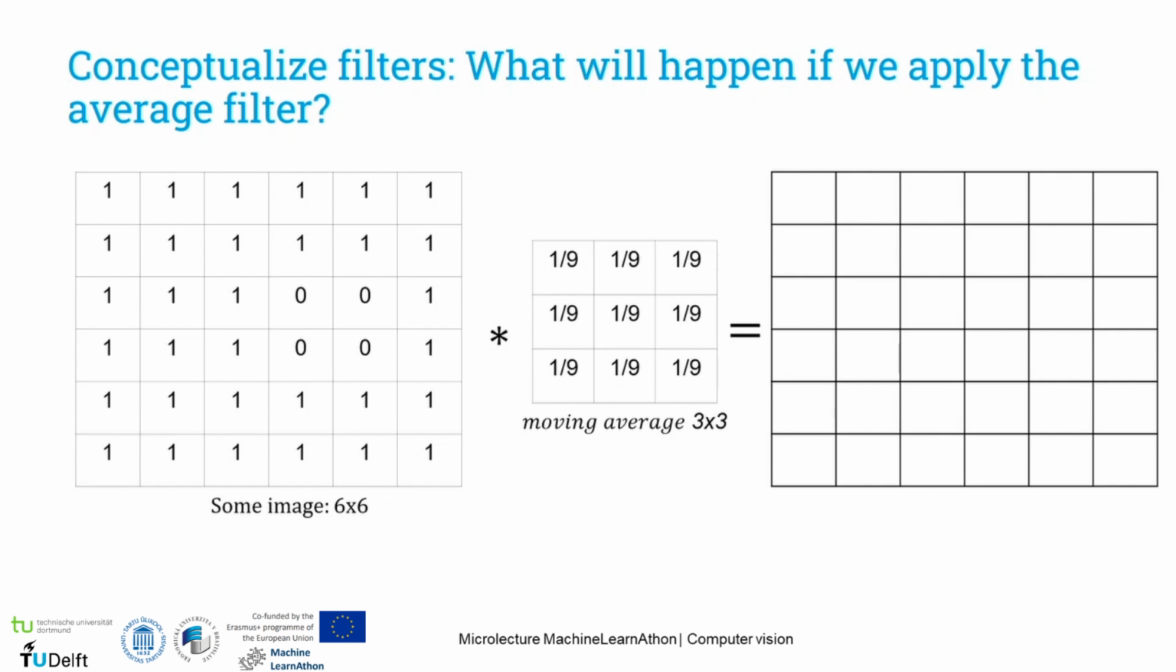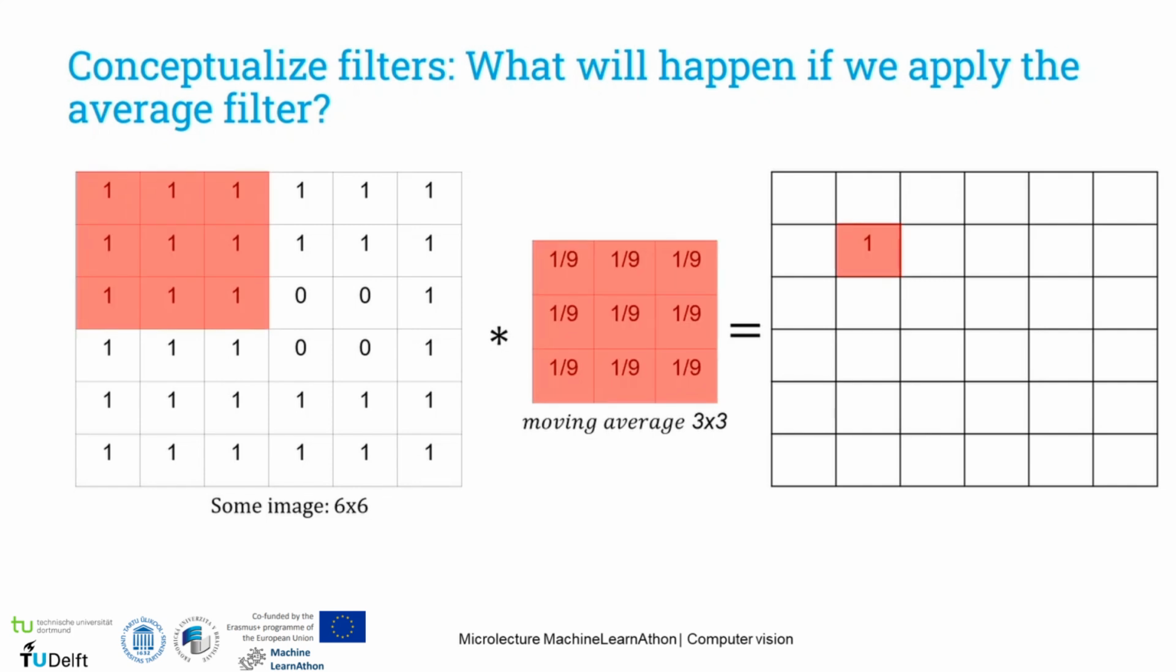And a filter is usually also represented as a matrix. In this case, we have a moving average filter. What we essentially do is apply this filter to that part of the image. So we calculate 1 times 1 over 9 plus 1 times 1 over 9 plus 1 times 1 over 9, and so on. And the result is 1. Why? Because it's essentially a moving average, right? So we calculate the average of these values here, and this goes to the middle of this one here.